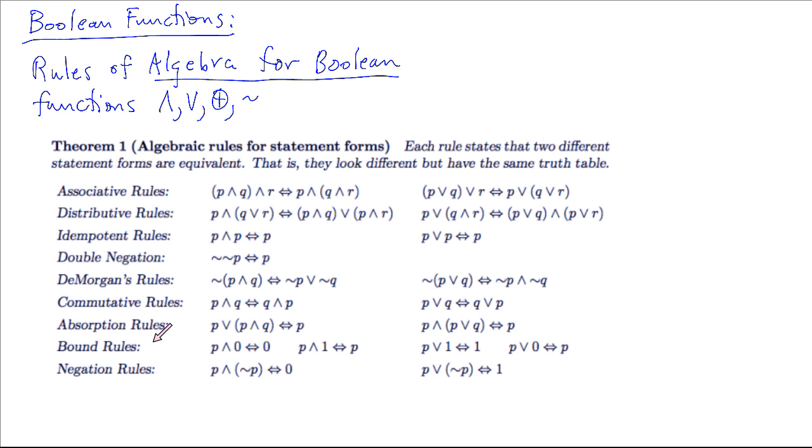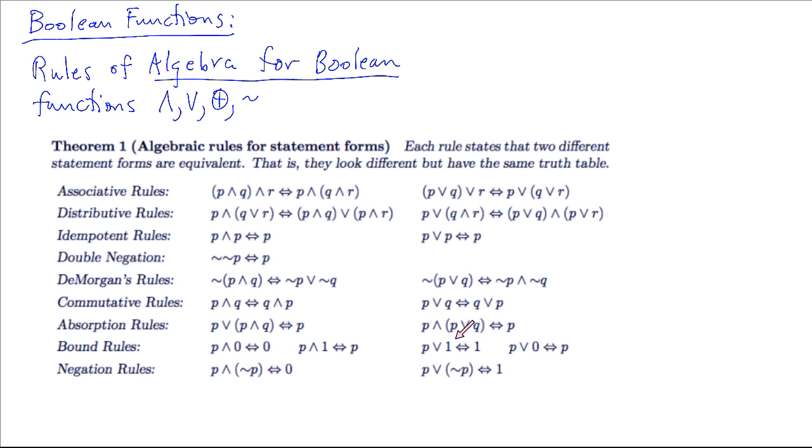The bound rules are if I say that both P and something which is false, that's always going to be false, because it's never going to be the case that both P and something which is false are going to be true. So that whole statement is always false. P and something which is always true reduces to P, because if P is false, if P is a 0, then I have 0 and 1, which is false, which is equal to P in the first place. And if P is true, then I have 1 and 1, which is also true, and which is also equal to P.